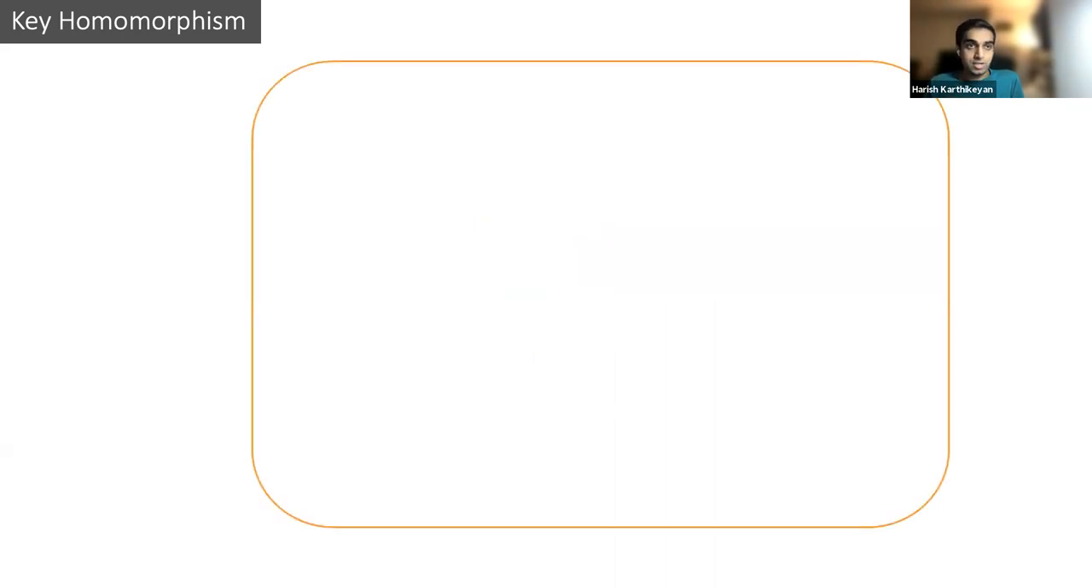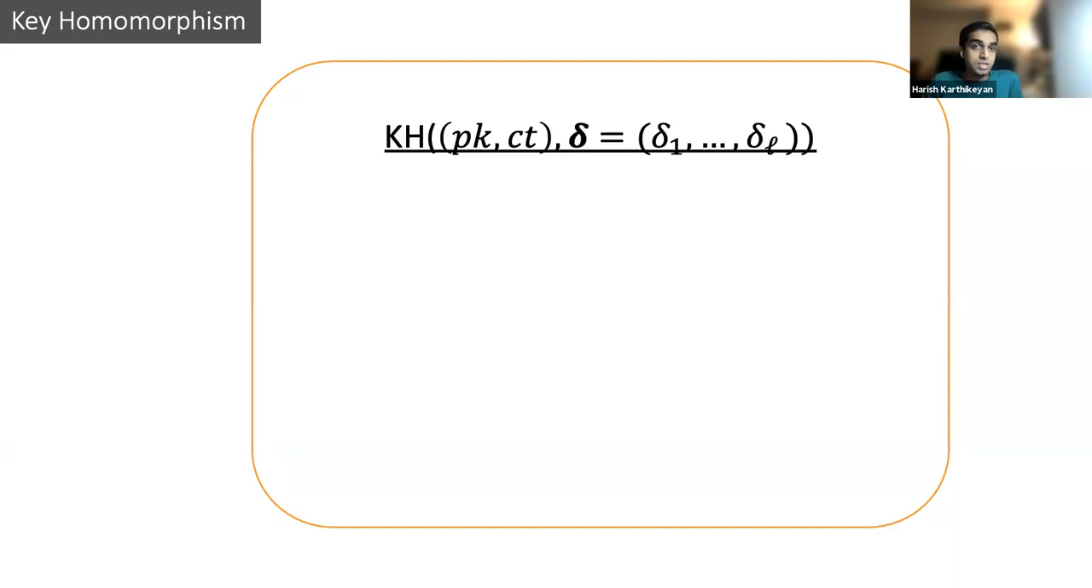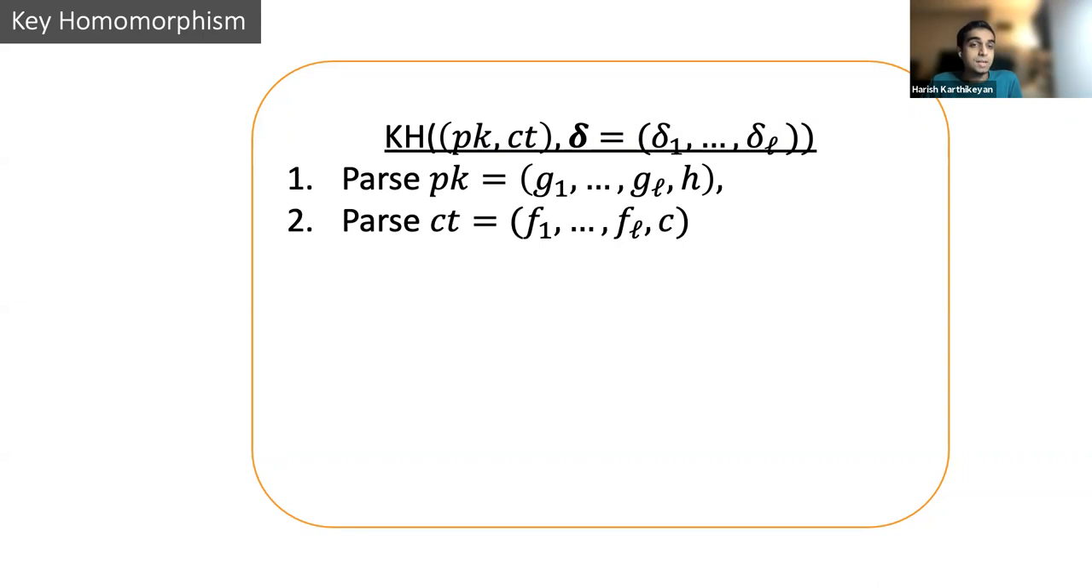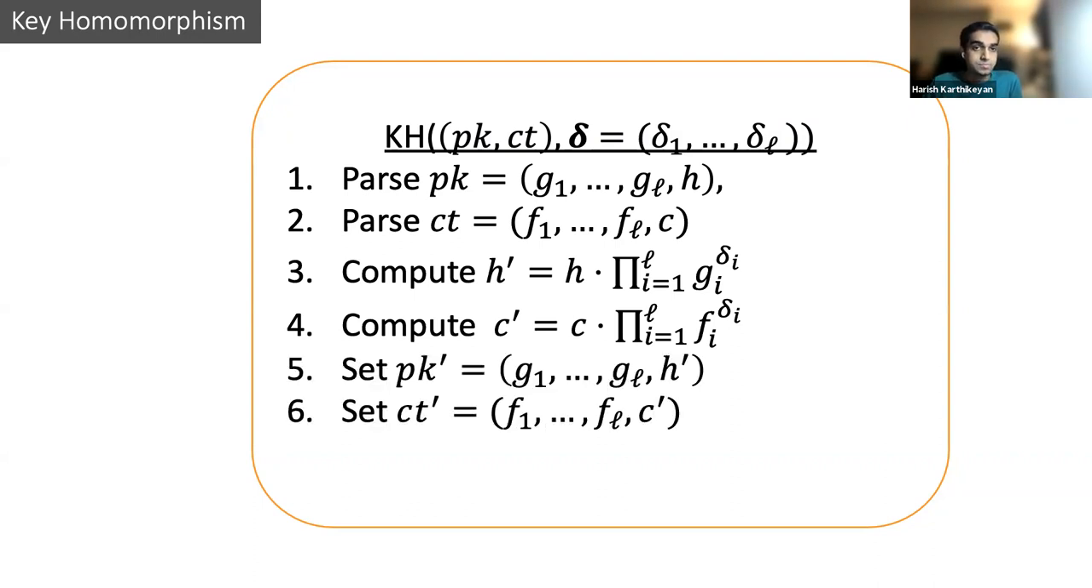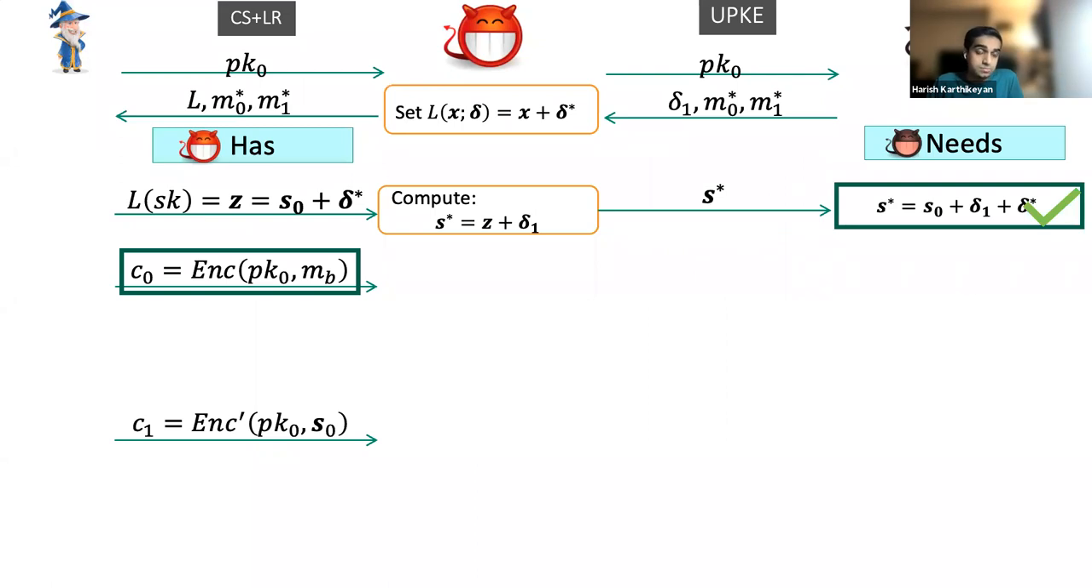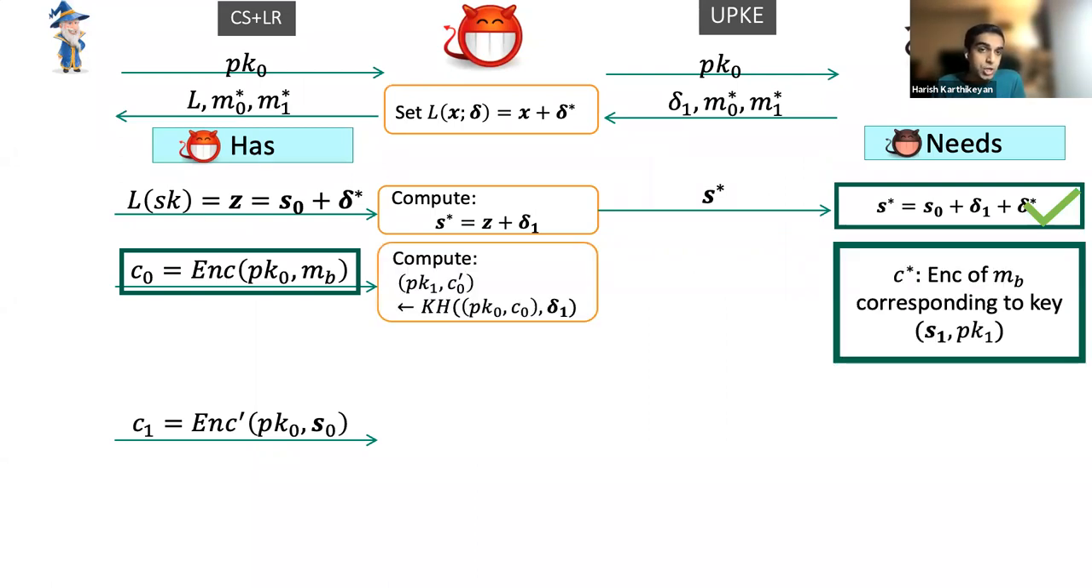So let us look at the construction of key homomorphism. Key homomorphism is this primitive, this function definition. We parse PK as the L plus one vector, and parse CT also as the L plus one group element. It will compute H prime as H times GI to the delta I, similar to what you saw in the update public key algorithm, and compute C prime also by updating this offset alone. We set PK prime and CT prime as follows, and return PK prime and CT prime. So what the red adversary will do is simply compute key homomorphism on PK naught and C naught, and it knows delta one, which it provides as the offset. Therefore, you will get C naught prime, which is also correct.